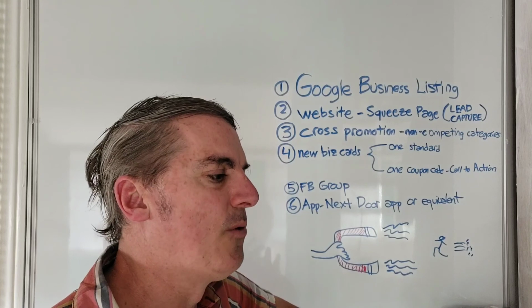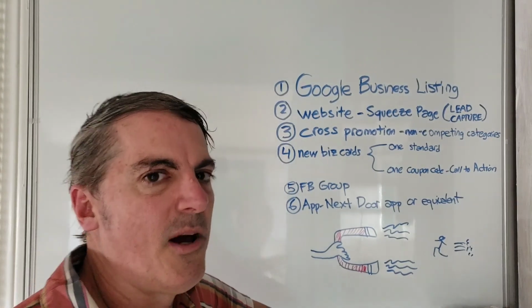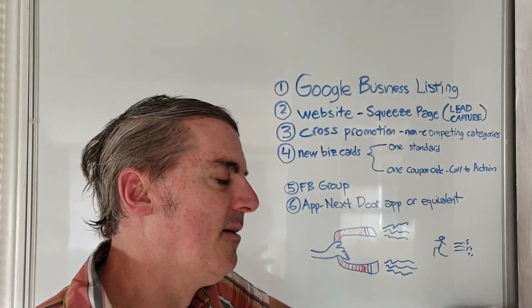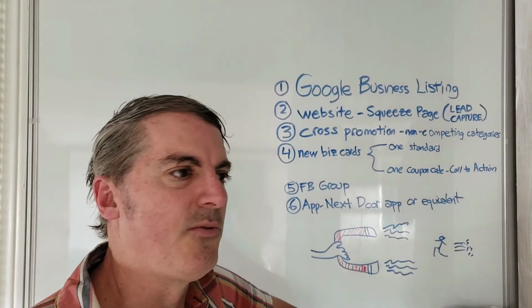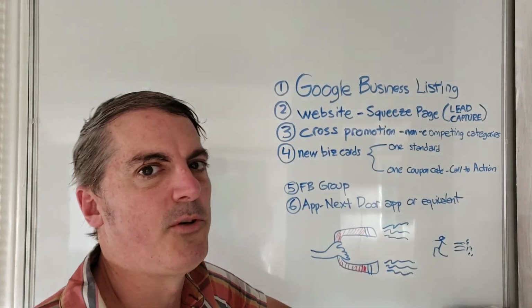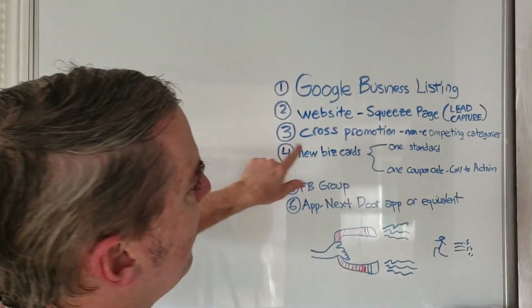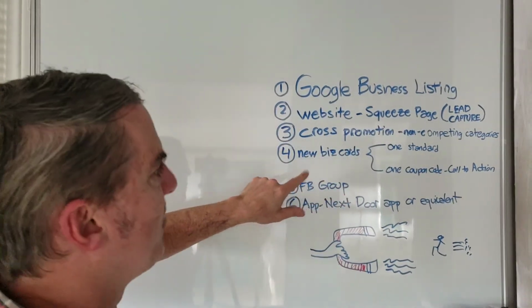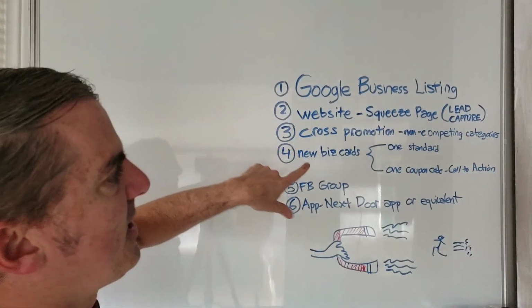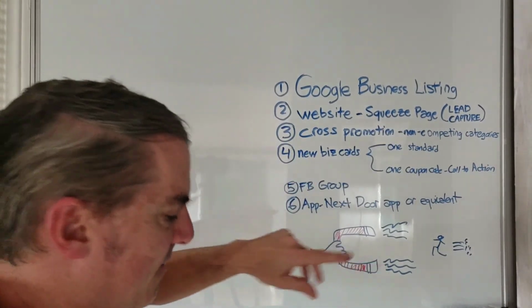And eventually what you want to do is convert those cold prospects to warm prospects, to leads, to customers, to enthusiastic raving fans. So they become your greatest ambassador. So Google Business Listing, we went over that. The website squeeze page, excuse me, we went over that. The third step is cross-promotion in non-competing categories.